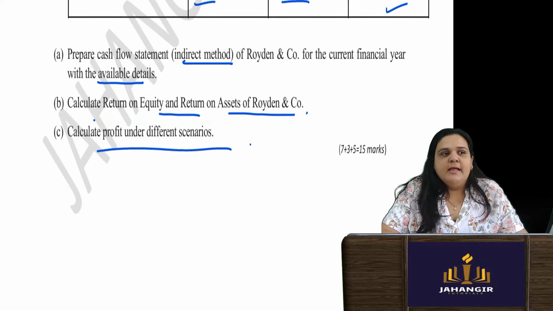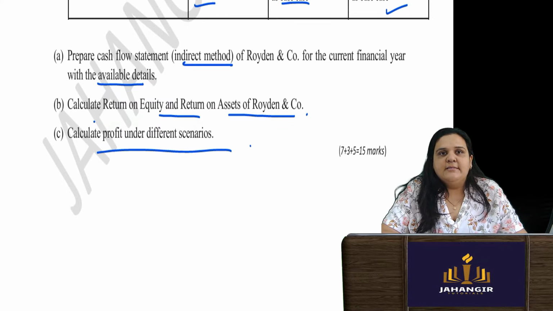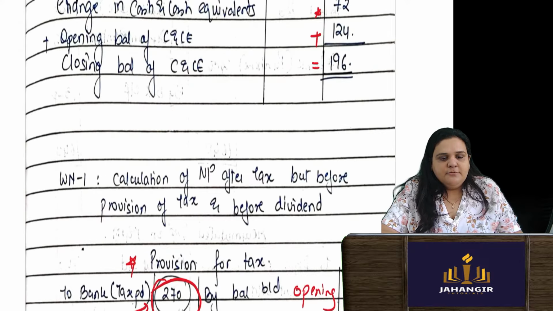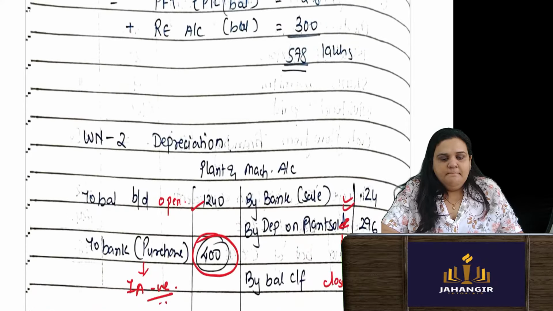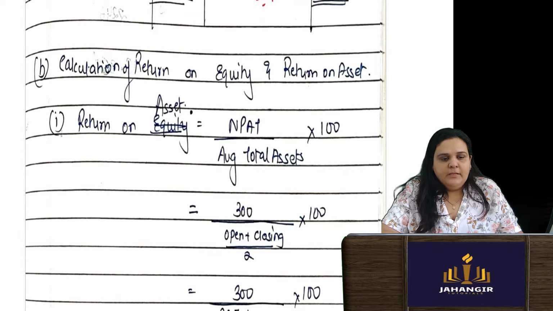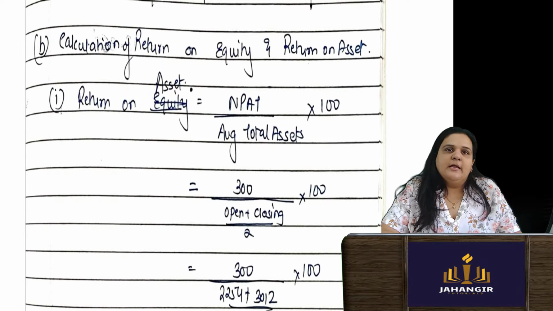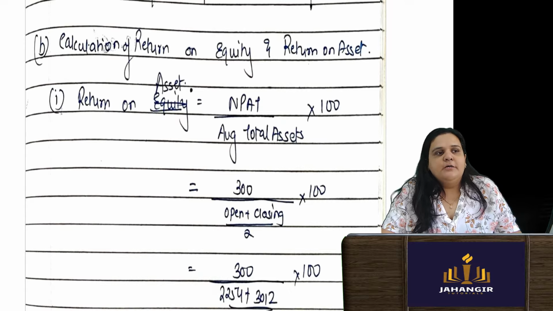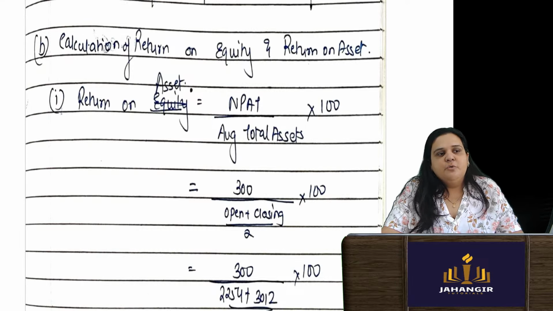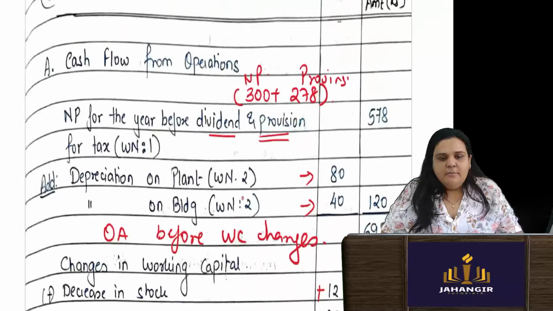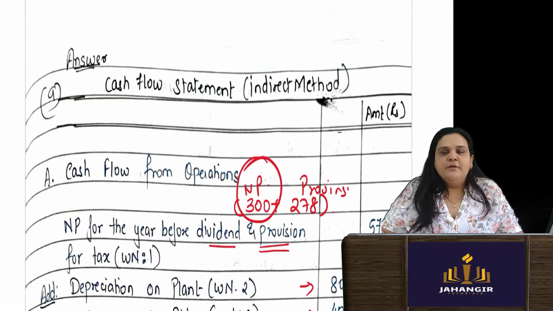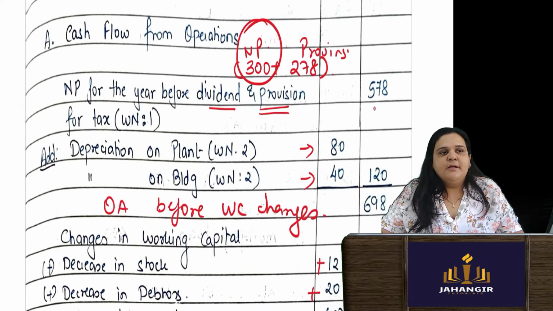Now they are asking me to calculate return on equity and return on assets of Royden Company. Okay, so fine. We will just write the formula. What is the formula for return on assets? Net profit after tax upon average of total assets. We know net profit after tax is 300. Remember I had shown you earlier, it is 300, no profit. You add the provisions and then it becomes 578.